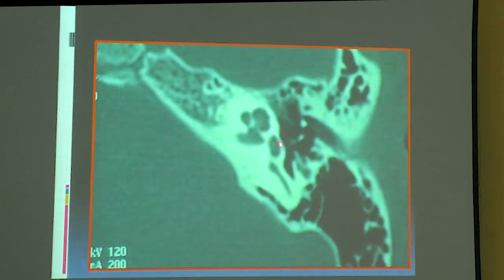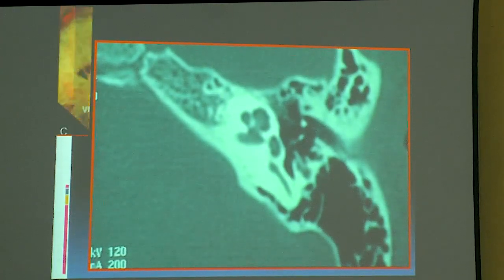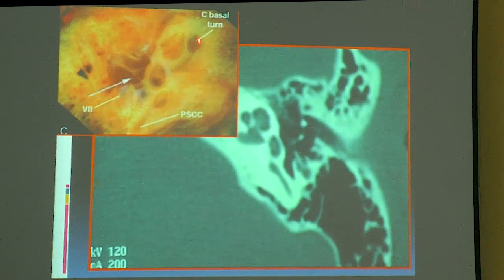Okay, and here you can see this is the footplate, this is the anterior crus, this is the posterior crus, the head, the IS joint, and the tendon of the tensor tympani going to meet the malleus. Okay, this is the entire posterior canal. Correlate with the anatomy here.